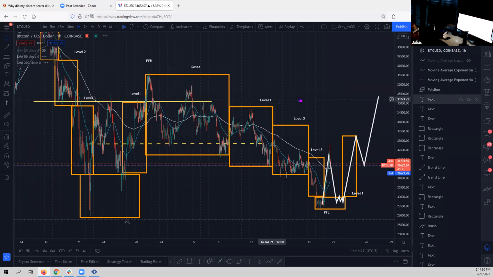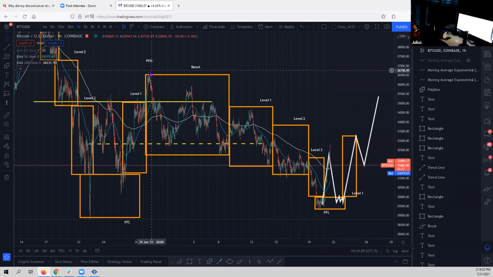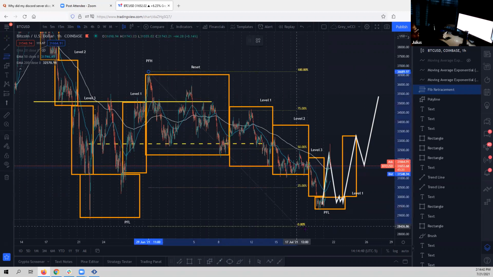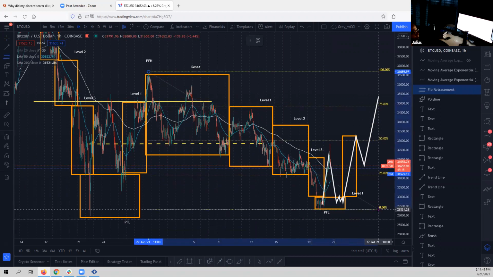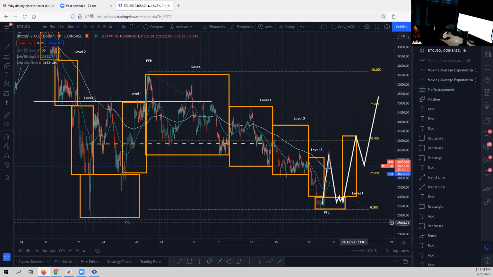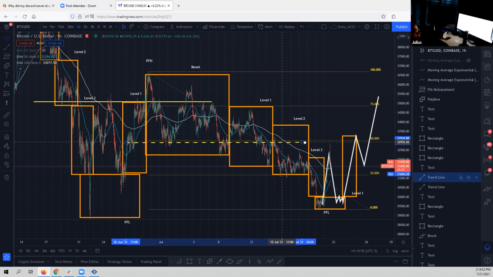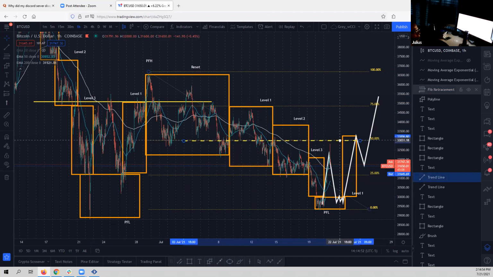institutional discount range. So we know that this is a major structure. This is all minor structure, internal liquidity, minor structure. So we know this is peak formation low here. So let's drop our fibs. This is the proper way for us to evaluate whether or not we should get into the trade, right? Okay, so there it is. Let's move this right here.